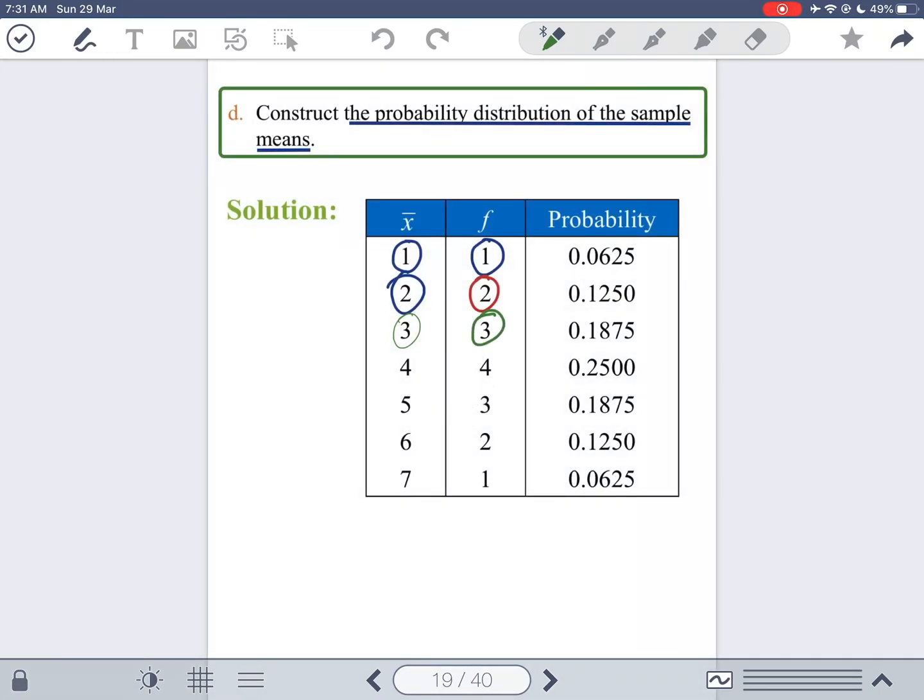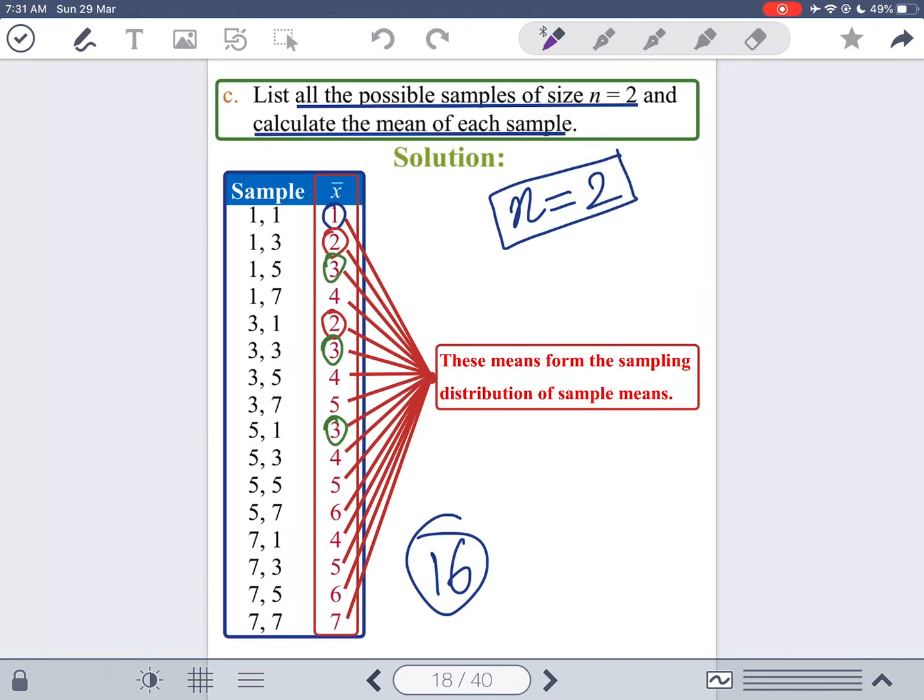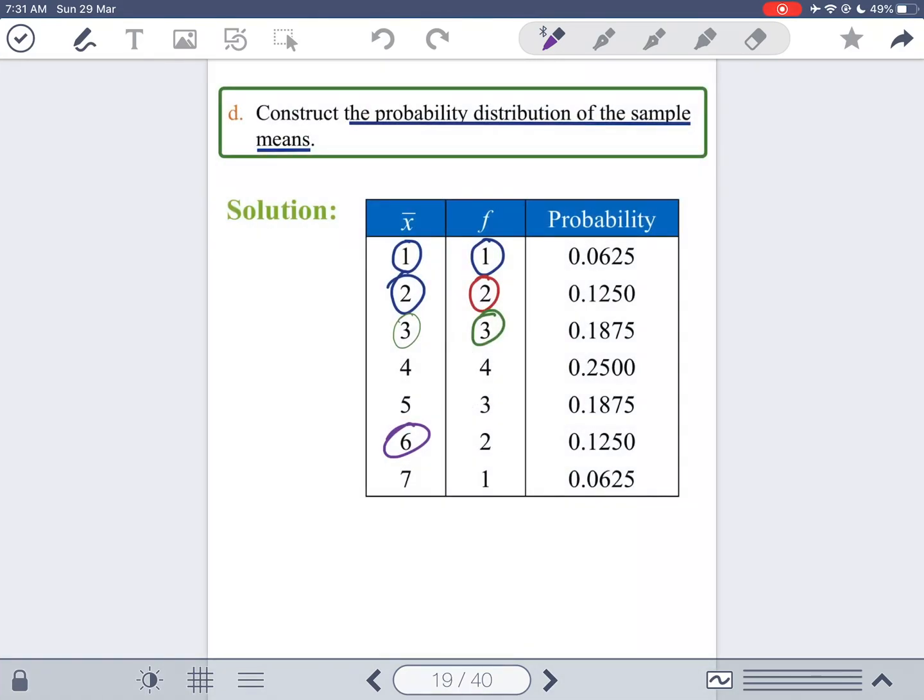I'm not going to do all of them, but let's do 6. So let's do it with a different color. So 6. Let's count how many we have. We have 1 here and 1 here, and that's it. 2 6s. So 2. Okay, and this is how you do it. Then you find the probability. It's just the relative frequency. So remember, the total is 16.